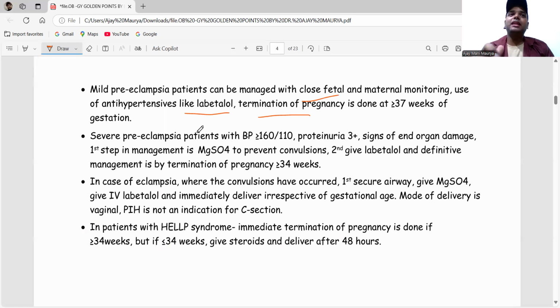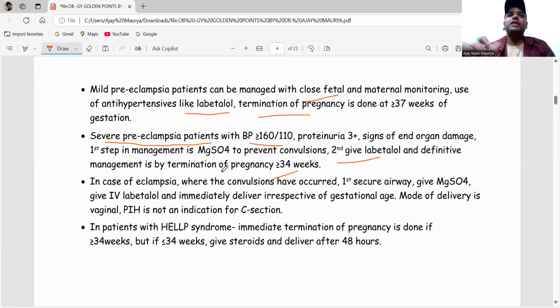For severe preeclampsia, the patient has BP more than 160 over 110 with proteinuria 3 plus on dipstick, urine positive, and signs of end organ damage. The first management is MgSO4 to prevent convulsion, second, we have to give labetalol, and the definitive management is termination of pregnancy at more than or equal to 34 weeks.